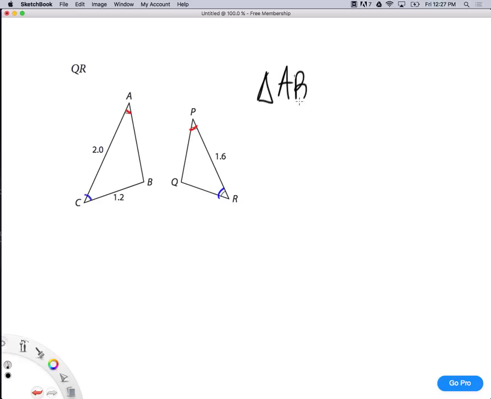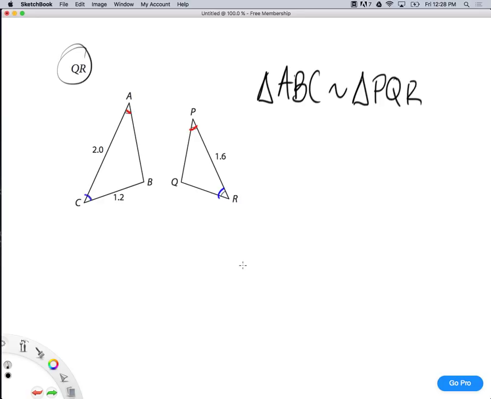Triangle ABC is similar to triangle. I have to make sure I put it in the right order. I start with A, which is the red angle, so I start with P. Then I go to B, which isn't marked, so I go to Q, which isn't marked. Then I go to C, which is blue, so I go to R, which is blue. I have to put them in the correct order, otherwise it's incorrect. All right? So I know, therefore, that these 2 triangles are similar, which means they're the same shape, yet not necessarily the same size. Now, I'm asking you in this question for the length of QR.